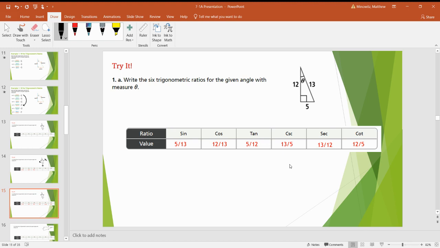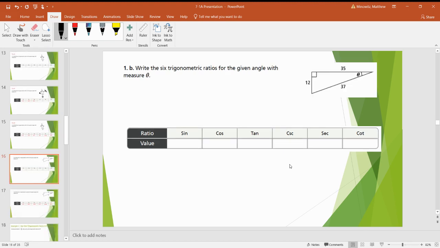Now this is a very important concept, so let's try another one. Okay, the triangle looks a little different this time. Pause the video, take a shot at it. Let's see if we get it right.